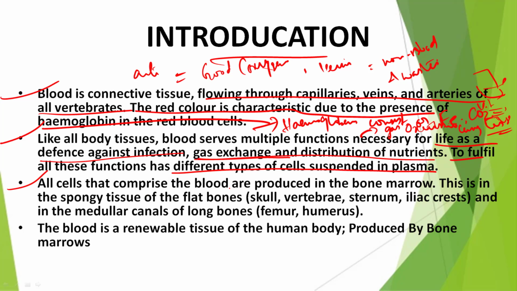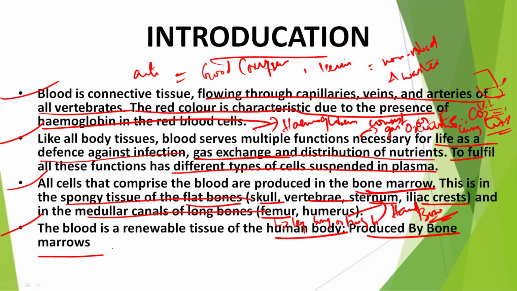All cells that comprise blood are produced in bone marrow. Bone marrow is the spongy tissue of the flat bones like skull, vertebrae, sternum, iliac crest, and the medullary canal of long bones like the femur, which is the leg bone or thigh bone, and the humerus, which is the arm bone. Blood is a renewable tissue of the human body produced by bone marrow.